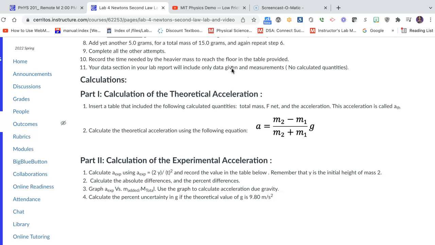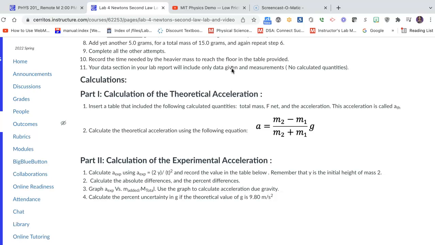Now, there is another calculation, which is going to be for the experimental acceleration. I'm going to calculate A experimental using 2y divided by t squared, and we're going to record the value in the table below. I did not add the table here, of course, because I have it on Excel. Remember that y is the initial height of mass 2. Calculate the absolute difference, which is just the difference between the two. You're going to add another column, and another column also for the percent difference.